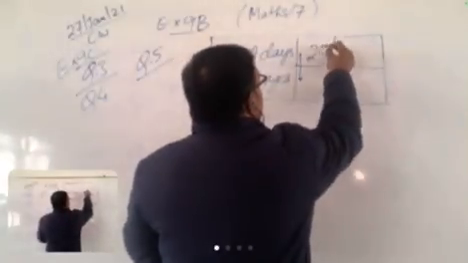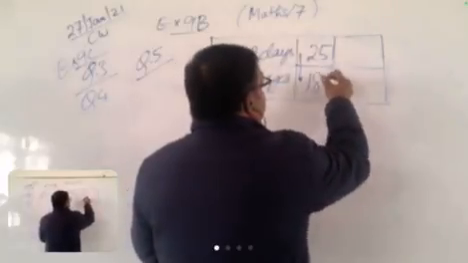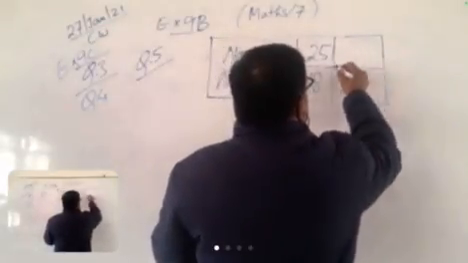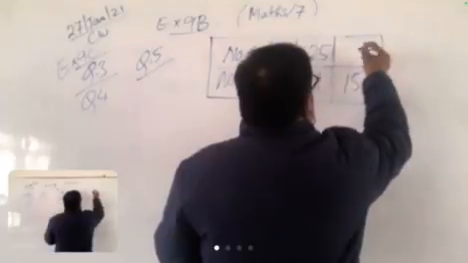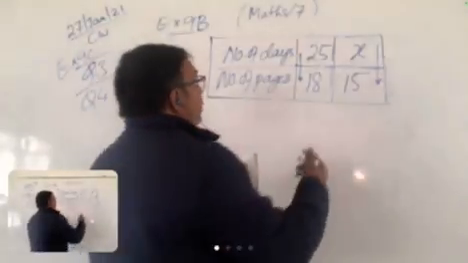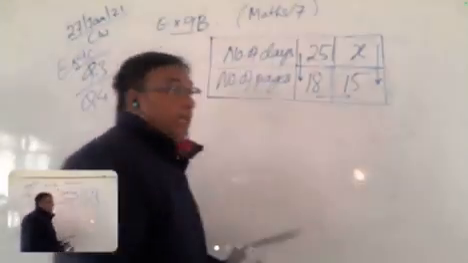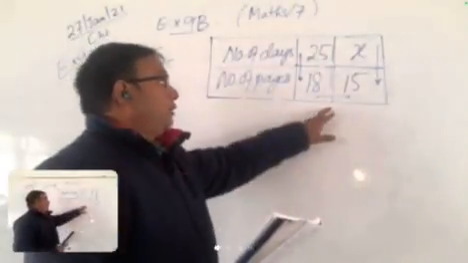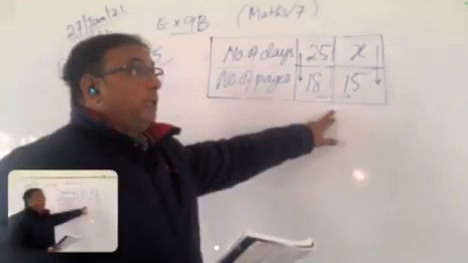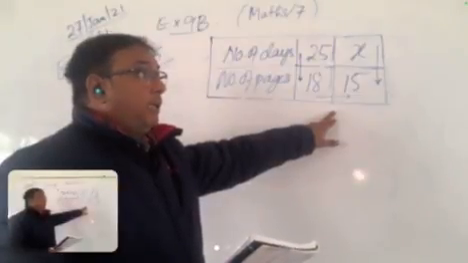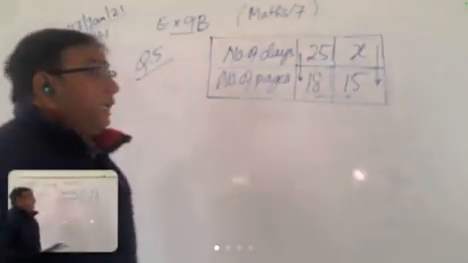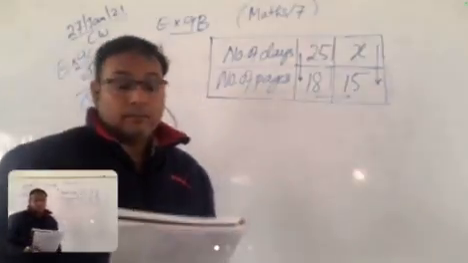The number of days is 25 if she reads 18 pages per day. If she reads 15 pages per day, then how many days does she require to finish the book? Rajni, you tell me, the number of pages per day, does it decrease? Yes or no? In the second paragraph, the number of pages she reads is decreased. Now it means the number of days, what? Increase or not?